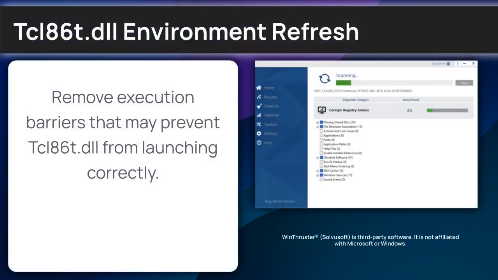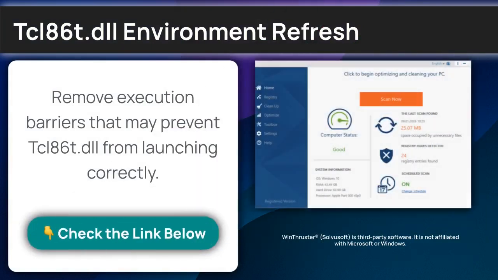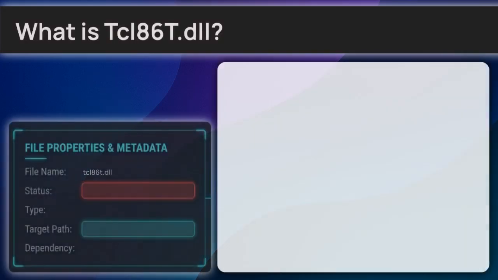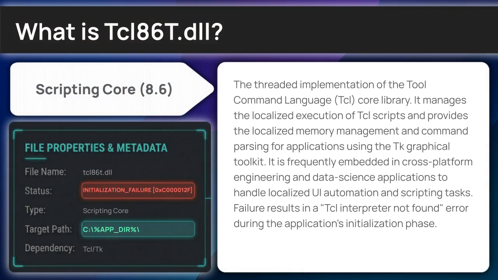As we look at the manual steps for tcl86t library, there is also a diagnostic resource for reviewing your overall system health. This is the tcl86t library, the threaded implementation of the tool command language, TCL, core library. It manages the localized execution of TCL scripts and provides the localized memory management and command parsing for applications using the TK graphical toolkit. It is frequently embedded in cross-platform engineering and data science applications to handle localized UI automation and scripting tasks. Failure results in a TCL interpreter not found error during the application's initialization phase.